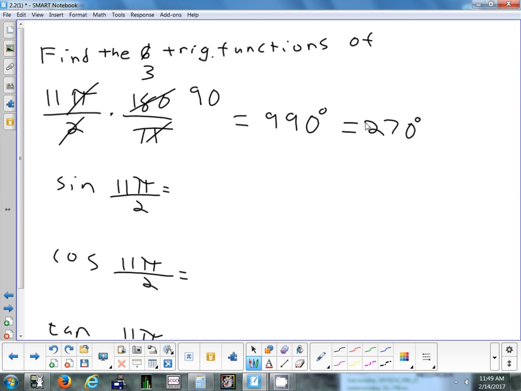Okay, so now I've got my angle and I've got it small enough I can work with it. What do I need to figure out now? I need the coordinate. Where's 270 on that circle? Oh, it's right there. 0, negative 1. Now I have the information I need to answer those 3 questions.